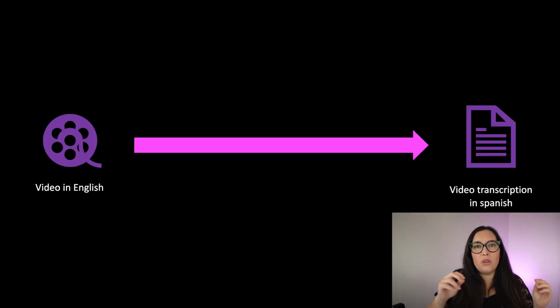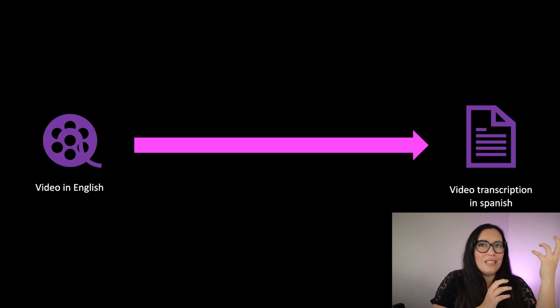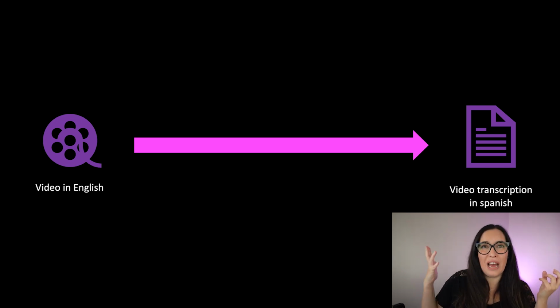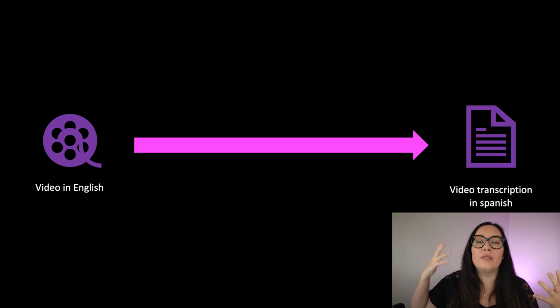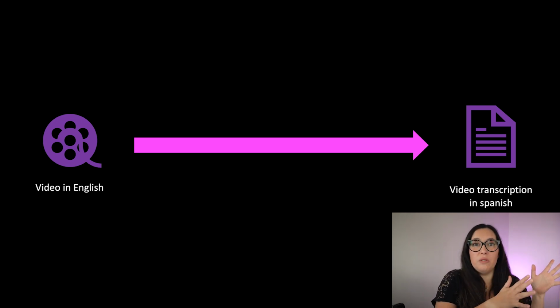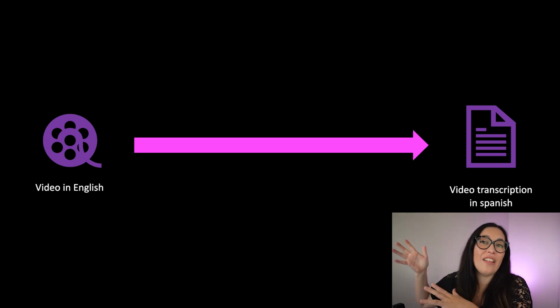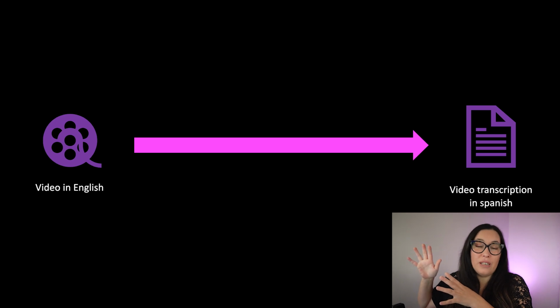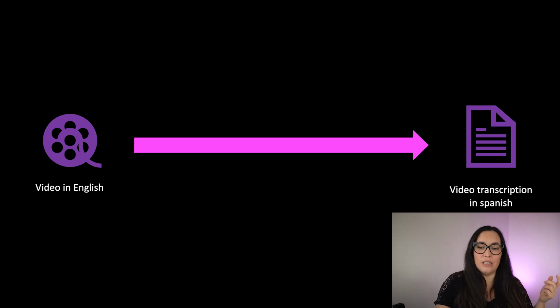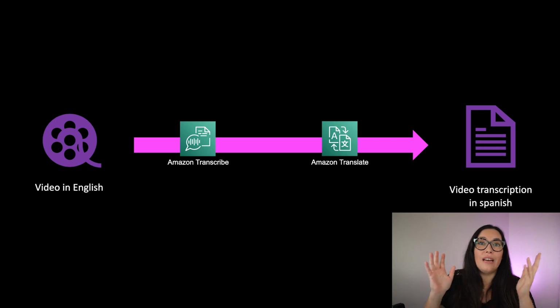So imagine you want to transcribe and translate a video that is in English into Spanish. So you have the English video with people speaking English and you want to get on the other side the text in Spanish of that video. So basically you need to use the services Transcribe and Translate.